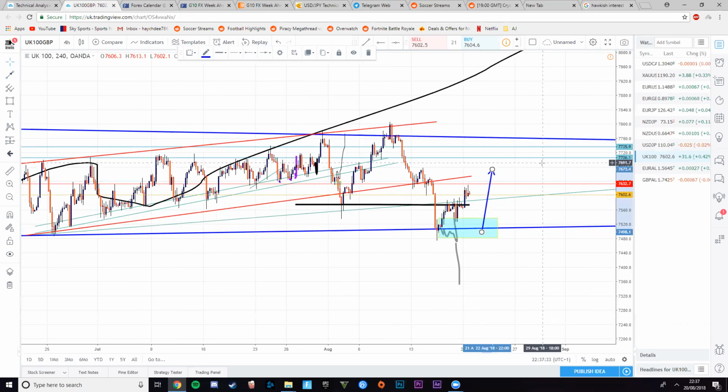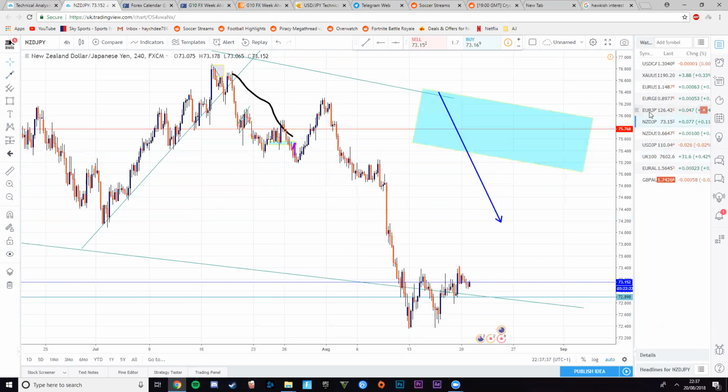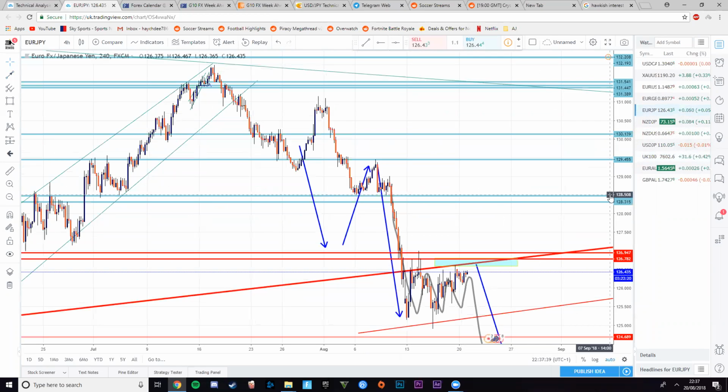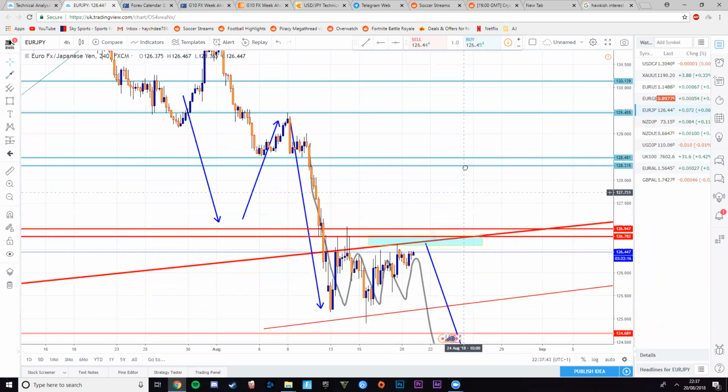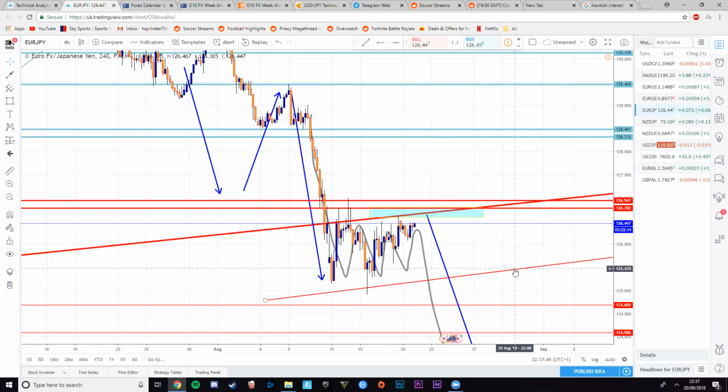Is there any other trades that you guys were looking at? There's Euro JPY. It is coming into an area that I want to sell, so I will probably be looking at that soon.